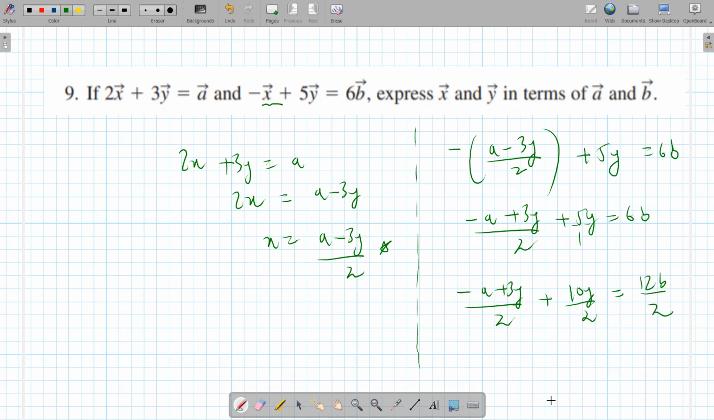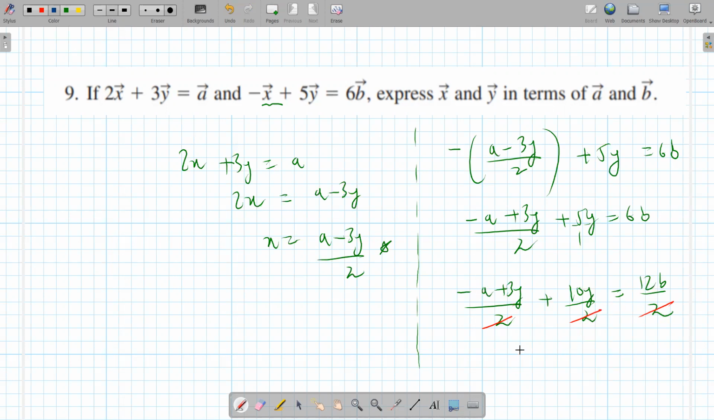Do you have to do common denominator for every single thing? No, you don't, but you could, because once you have a common denominator everywhere, they all cancel out. Or you guys multiply everything by 2. Yeah, that's exactly what we're doing here, to get the 12b.